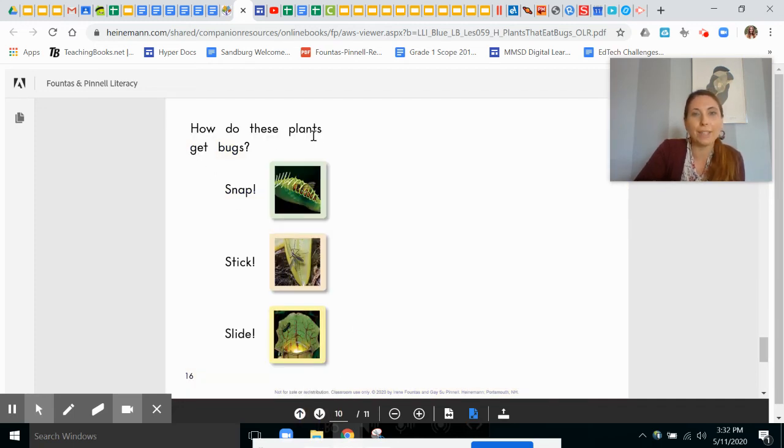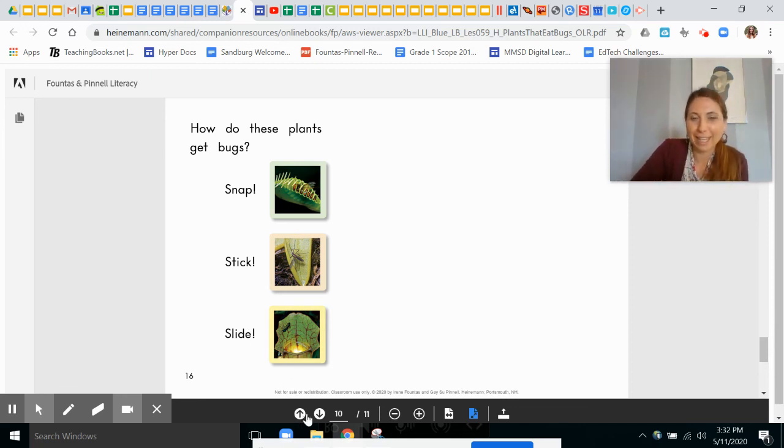So how do these plants get bugs? There's three ways. Let's see if we can remember the first one. The first one is snap. The second one is stick. And the last one is slide.